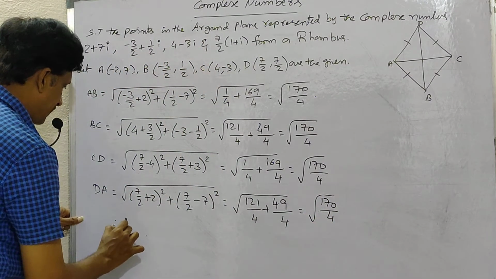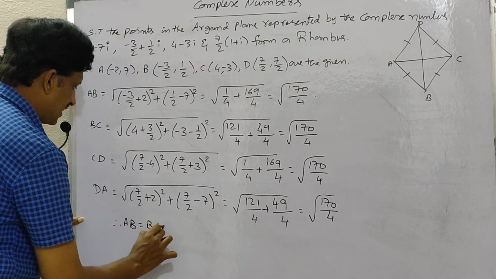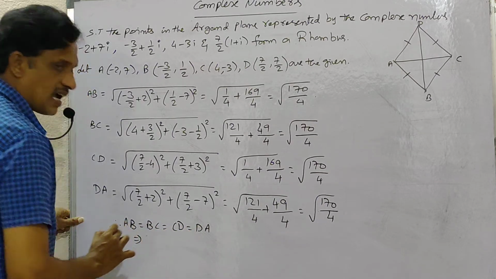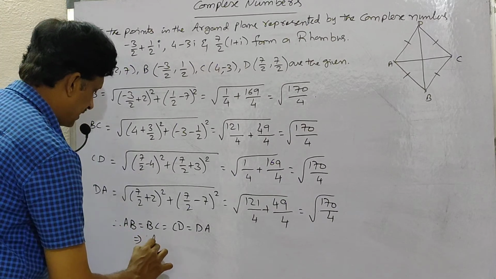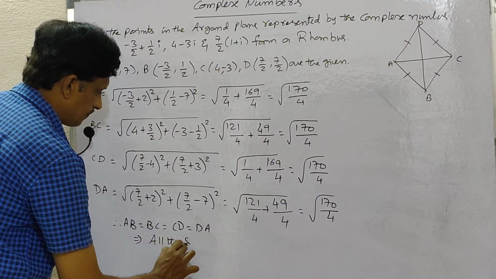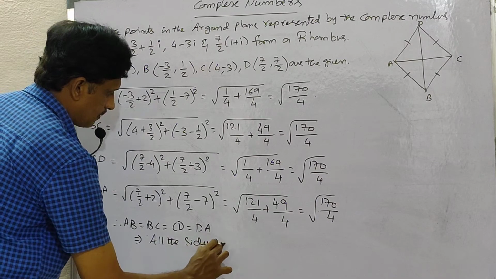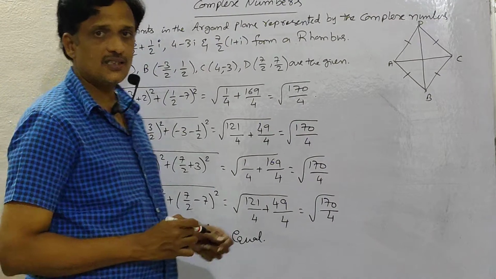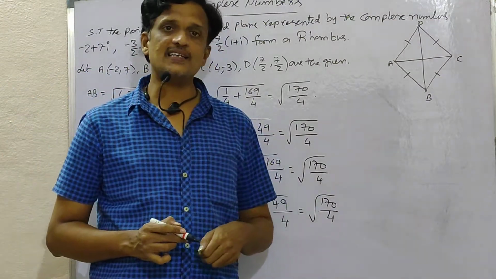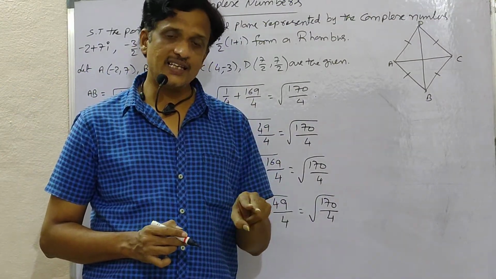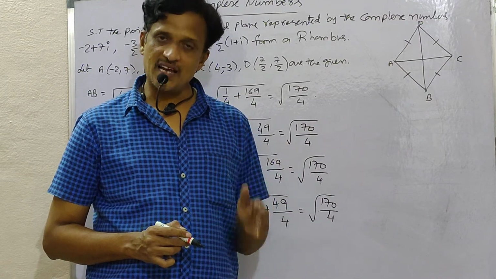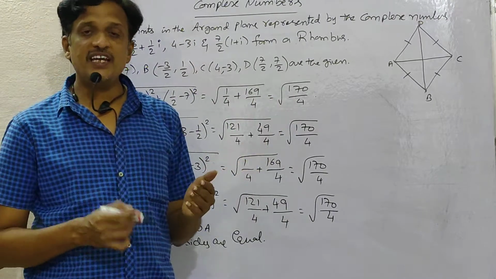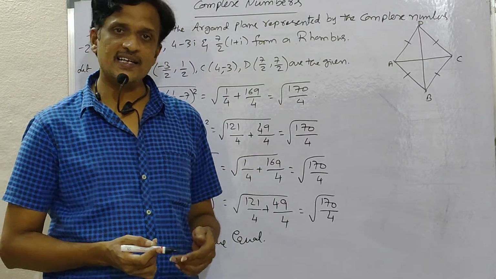Therefore, AB is equal to BC is equal to CD is equal to DA, means all the sides are equal. So immediately you can't say whether it is a square or rhombus, because we need to calculate the length of the diagonals. If the two diagonals are equal in length, that is a square. If they are not equal, that is a rhombus. To show that this is a rhombus, we need to get two different values for the two diagonals.